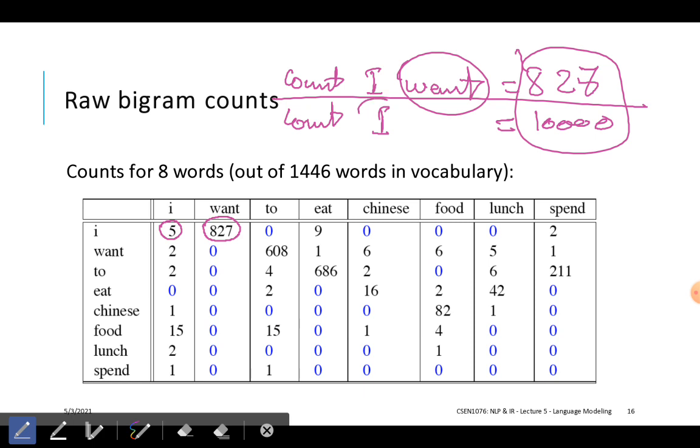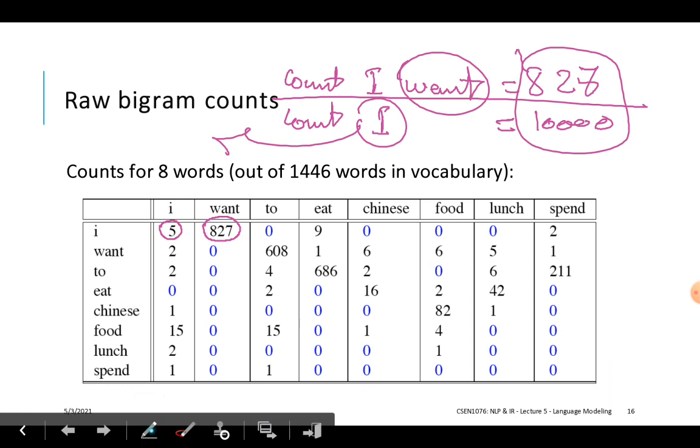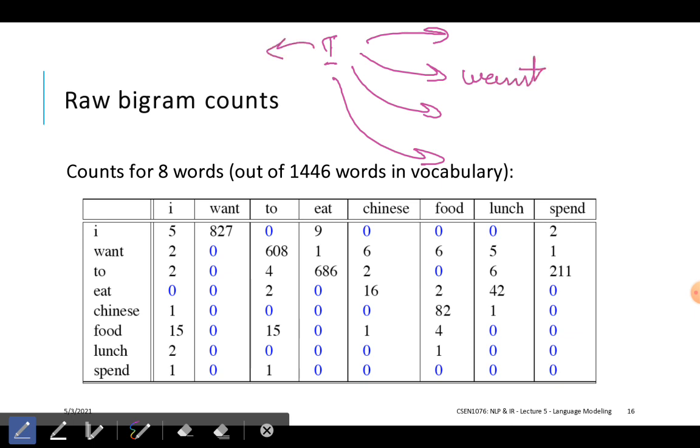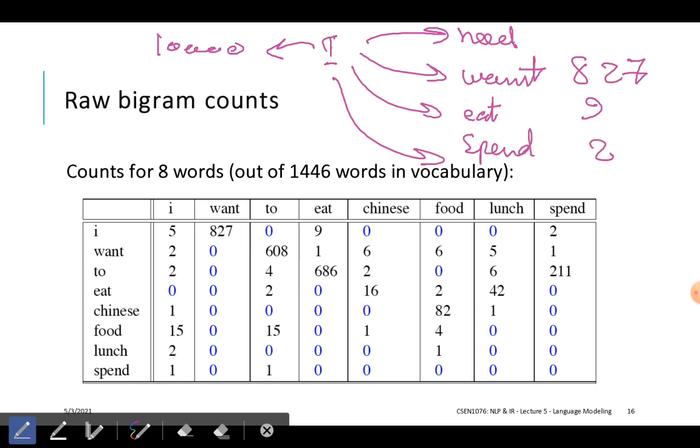Essentially, "I" can be followed by so many other words. In order to make this clearer, you have "I", and then so many words that could follow "I". One of them is "want". So "I" appears maybe 10,000 times in the corpus. "Want" appears after "I" 827 times. Of these, you can see here, "I eat", for example, appears 9 times. "I spend" appears 2 times. Maybe "I need" appears 2,000 times.